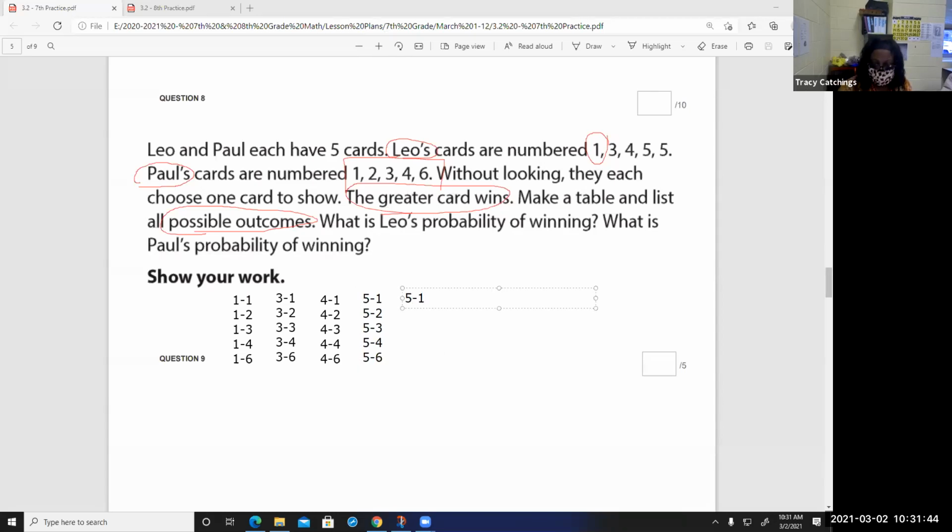And remember, they told you to make a list, so type that in there somewhere. Make sure you got it somewhere so we can see it. All right. The second part of that said, what is Leo's probability of winning? Now, remember, they said we only win if we have the greater card. Leo is the first number. So give me a set where that first number wins or beats the second number.